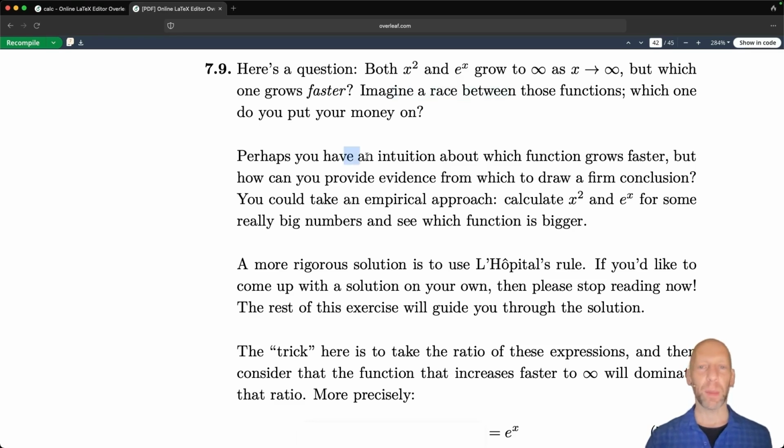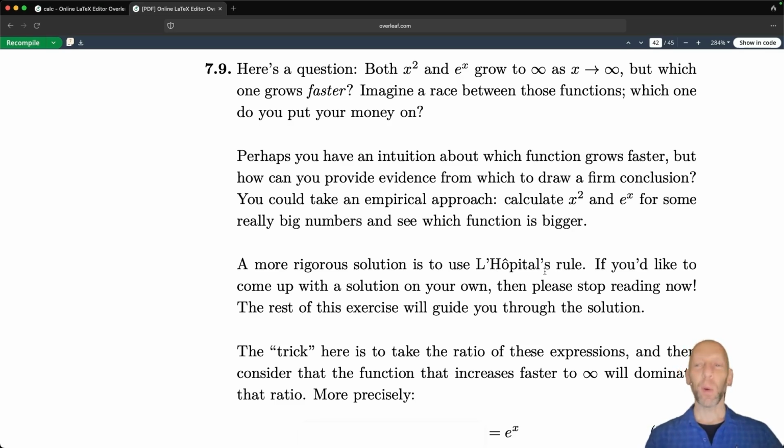Now, maybe you have some intuition, maybe you have an idea about which one goes faster. Maybe you want to take an empirical approach. You can calculate x squared and e to the x for various values of x, like x equals 10, x equals 100, x equals a billion. And you see, what is a billion squared versus e to the billion? Now, that's fine. Intuition and trying a couple of values, that's a great way to start thinking about this question. But ultimately, we need to take a more rigorous approach. We need to have firm evidence, not just some intuition. And we're going to use L'Hopital's rule to answer that question.